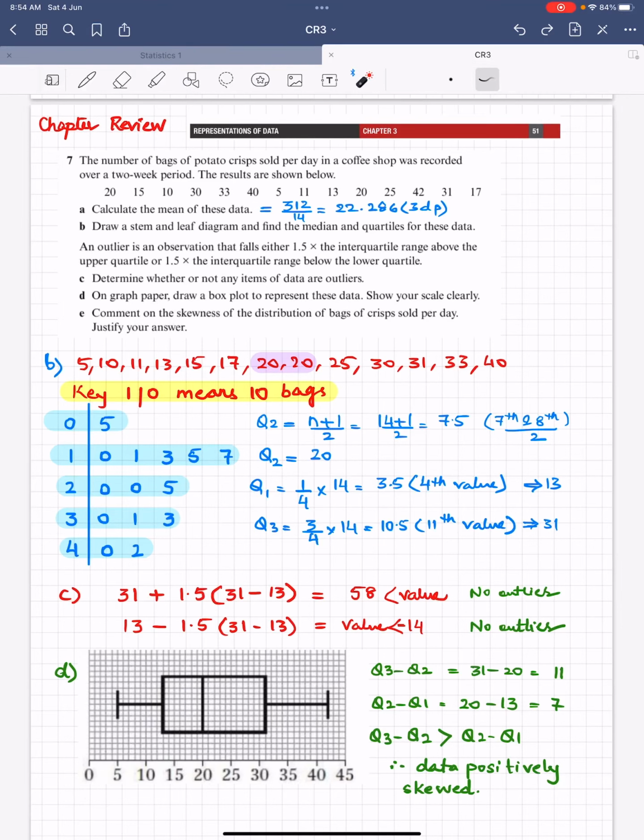Chapter Review 3, question number 7. The number of bags of potato crisps sold per day in a coffee shop was recorded over a 2-week period. The results are shown below. Calculate the mean of these data.